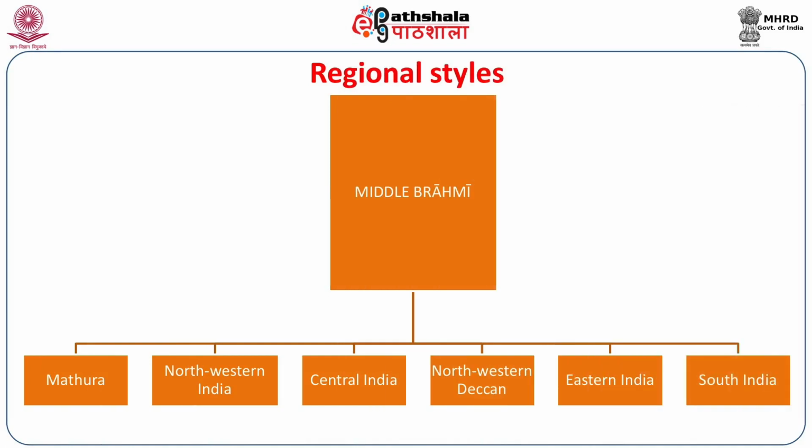Now if we look at the regional styles, Ahmed Hassan Dani has shown that as many as 6 different regional styles of writing had developed by 1st century BCE or 1st century CE in different parts of India. These were at Mathura, in the northwestern part of India, in central India, in northwestern Deccan, in eastern India, and in southern India. These regional styles developed their own idioms of writing Brahmi scripts.